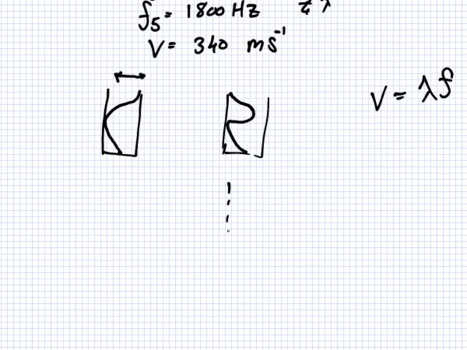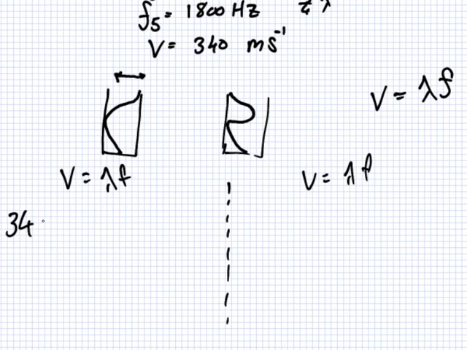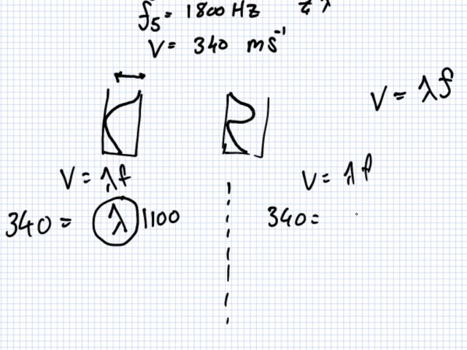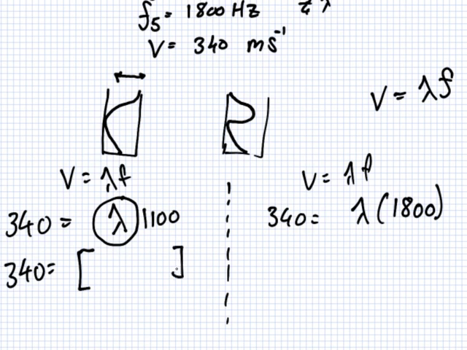Okay, we have two equations. So V equals lambda F. V equals lambda F. So this is 340 equals the wavelength times 1100. And here, and of course there's something strange here. This one is 340 equals the wavelength times 1800. Now, what is the wavelength if I want to use it in terms of the pipe? Over 2.